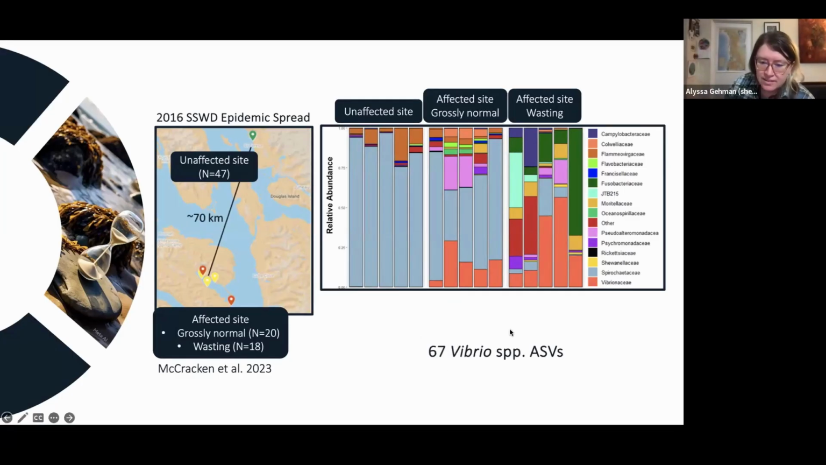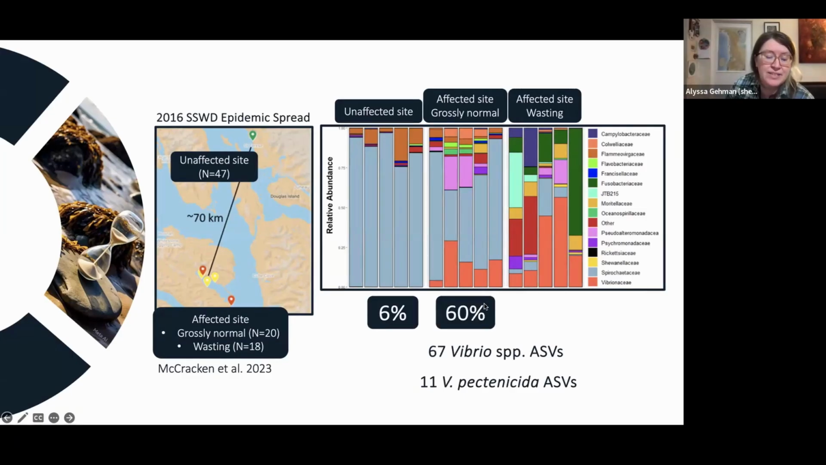We asked, is there any VPEC there? The answer was that there are lots of different Vibrio species, and there was VPEC. Looking across these samples, 6% at the unaffected site had VPEC, but 60% at the affected site and 67% of the wasting stars at the affected site had VPEC. So again, this shows VPEC was present in these wasting areas in consistent patterns at the earliest stage of the spread in this region.